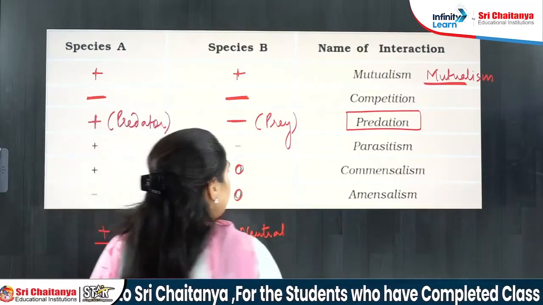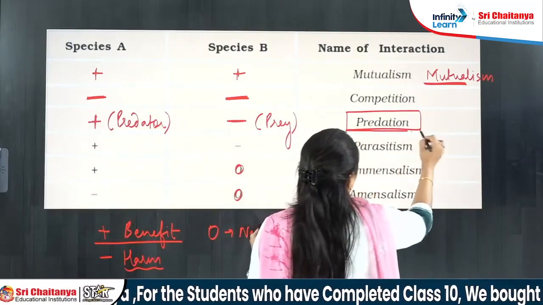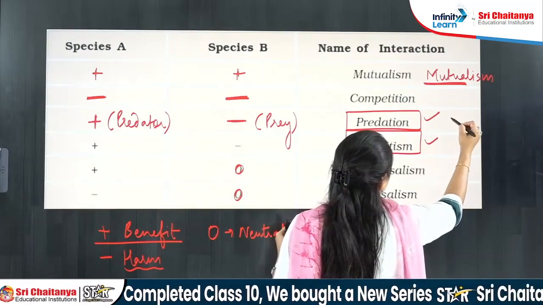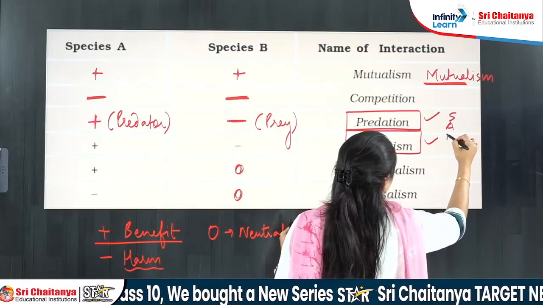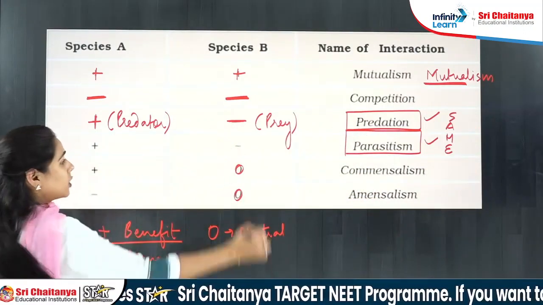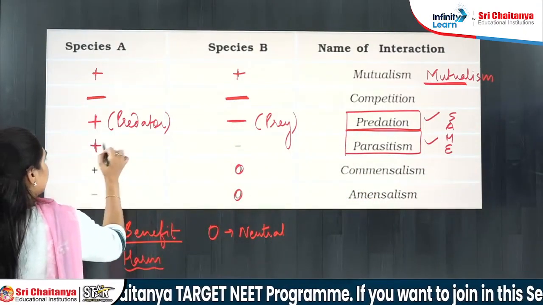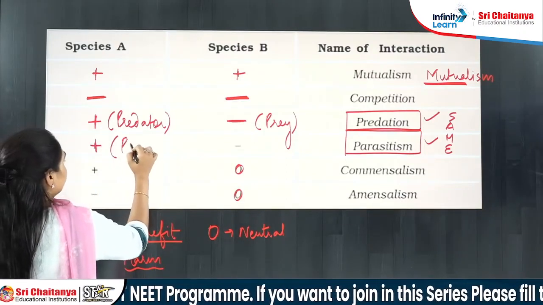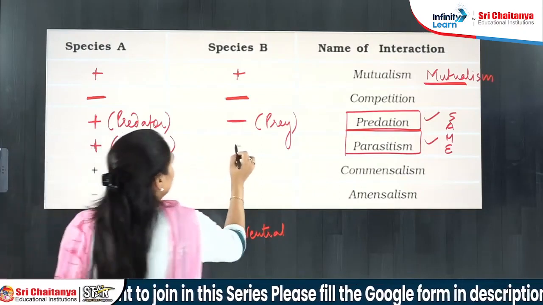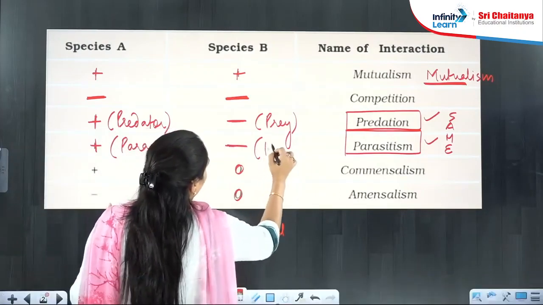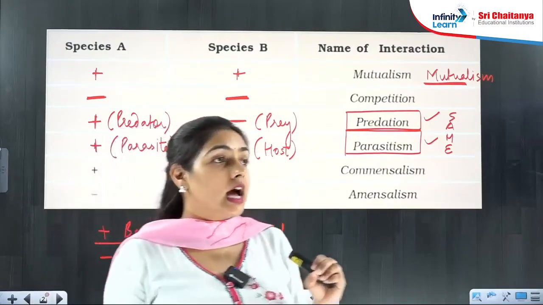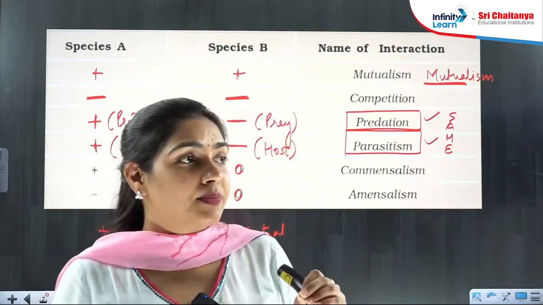Now, next is parasitism. These both are same. One is getting benefit, other is getting harm. So in parasitism also, one is getting benefit. Who is getting benefit? Parasite is getting the benefit, and host is getting the harm. Do you know what are parasites?